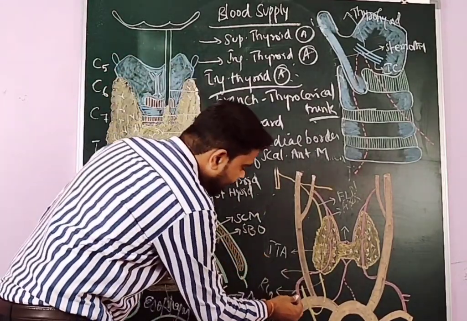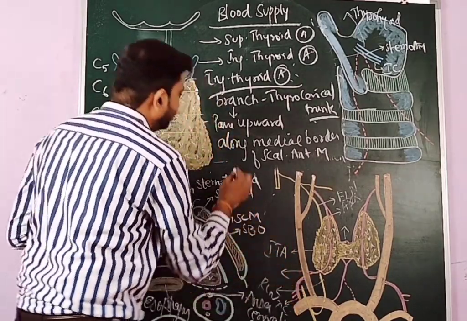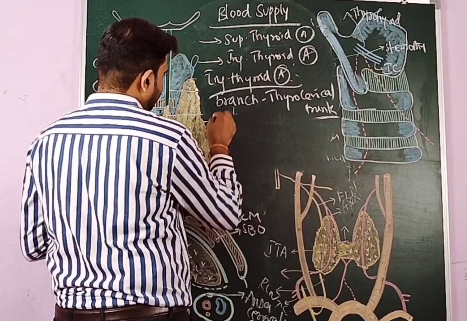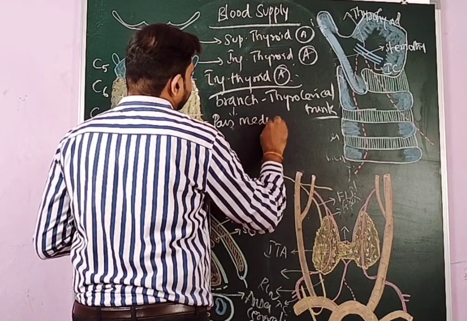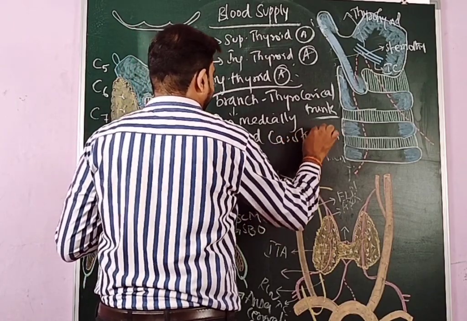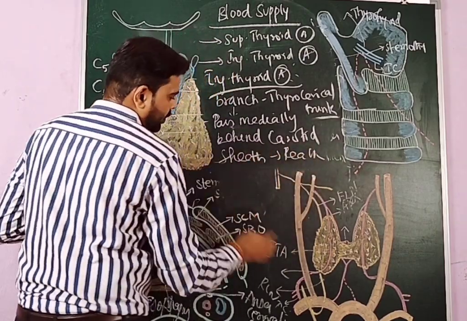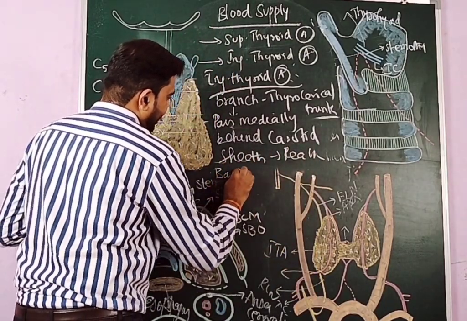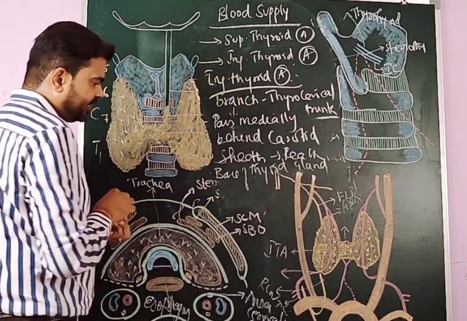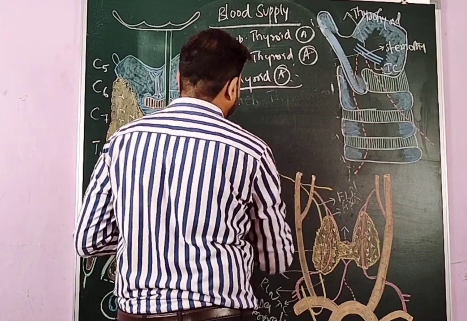And then it passes medially, behind the carotid sheath, and reaches the base of the thyroid gland. Once it reaches the base of the thyroid gland, there will be a variable relationship with the recurrent laryngeal nerve.